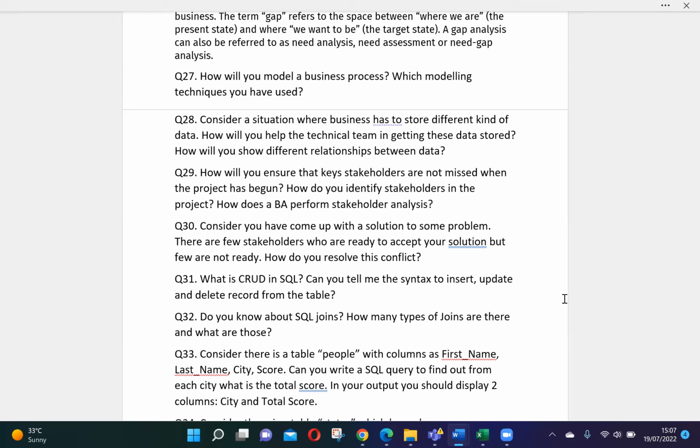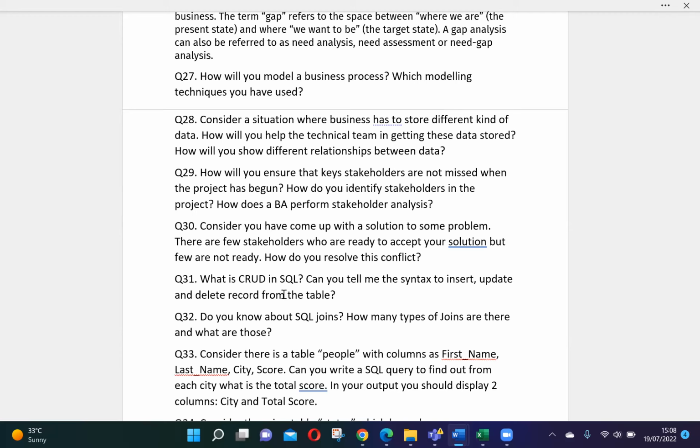Okay, that's fine. What is CRUD in SQL? Can you tell me the syntax to insert, update, and delete a record from the table? So CRUD stands for create, read, update, and delete. And for the syntax, you can just Google it, for insert, update, and delete. This is a direct question. You can Google it and you will get the syntax to insert, update, and delete records from the table.